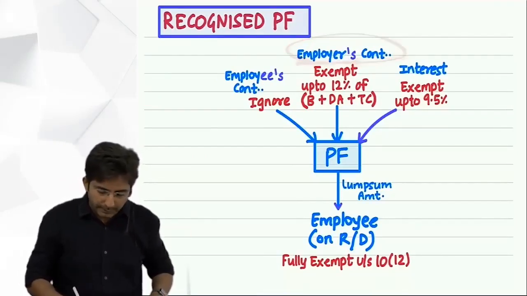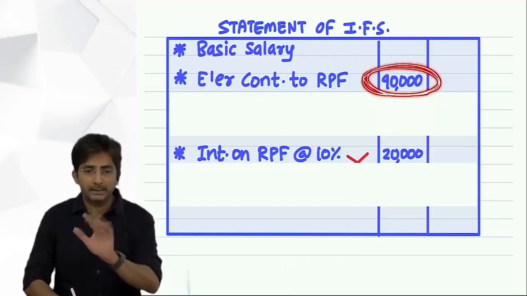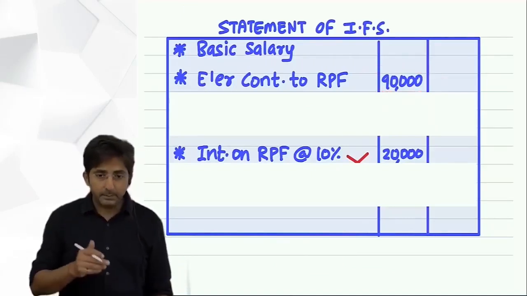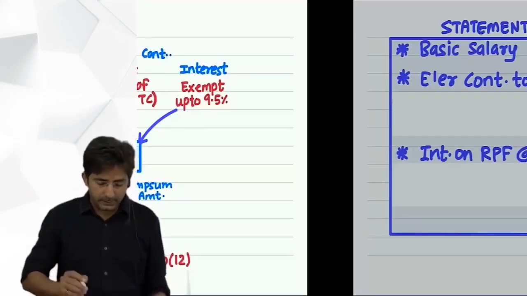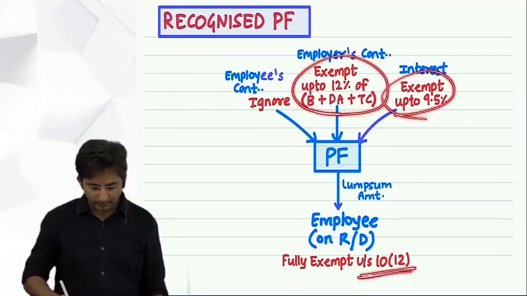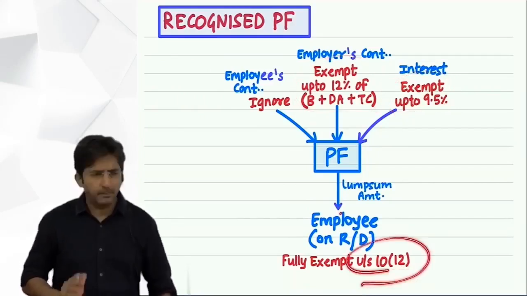So first I will write in the inner column. Whenever it is exempt, you have to first write it in the inner column. Here again, no section. Still, if you want to say a section, you can say 10(12). But we have reserved the section for the lump sum amount only, okay?